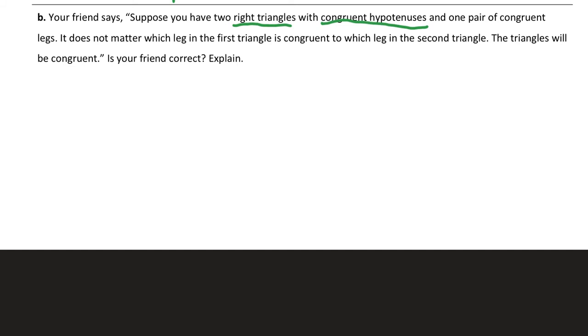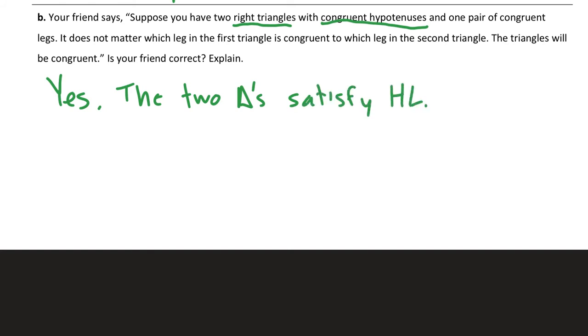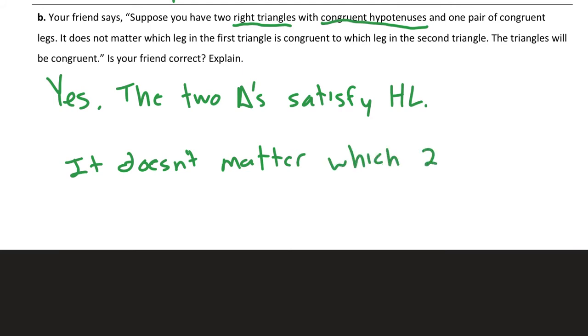And my answer to that, if they're correct or not, I would say yes. And the reason is the two triangles satisfy HL. And the main thing I want you to get from this, you don't have to add this to your explanation, but it doesn't matter which two legs are congruent, as long as a pair of legs are congruent in that triangle. And remember, the legs are the sides that are not opposite the right angle in a right triangle.